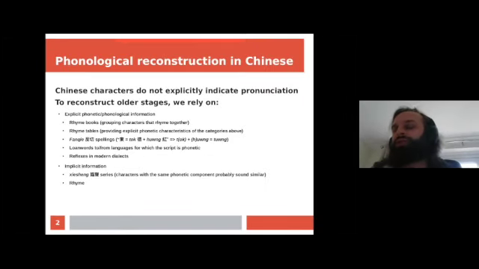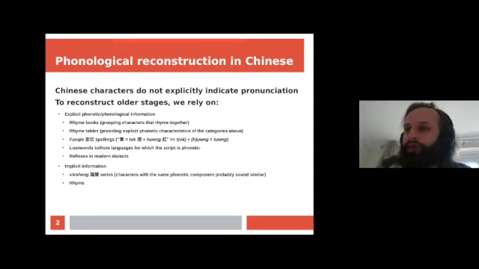Rhyme books, which are books that were written to help poets know which characters rhyme with each other, but without telling how they're pronounced, just saying A rhymes with B and with C, etc. Rhyme tables, which provide some explicit phonetic information regarding what the categories of rhyme books represent.